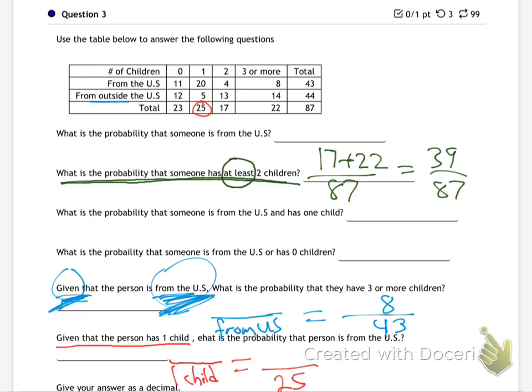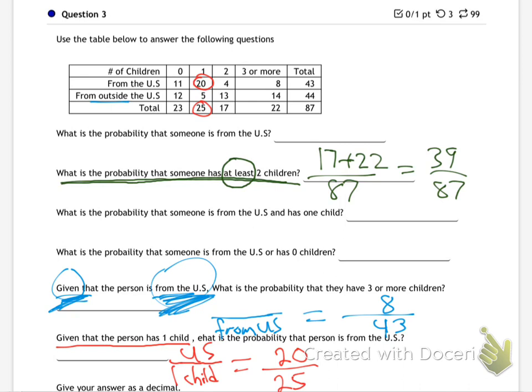Because that's the total number of people that have 1 child. And then the numerator is, what do they want? From the U.S. So how many of those are from the U.S.? 20. Of the 25 people that have 1 child, 20 of them are from the U.S. So the probability, if you grabbed a person that has 1 child, the chance that they're from the U.S. is 20 out of 25.